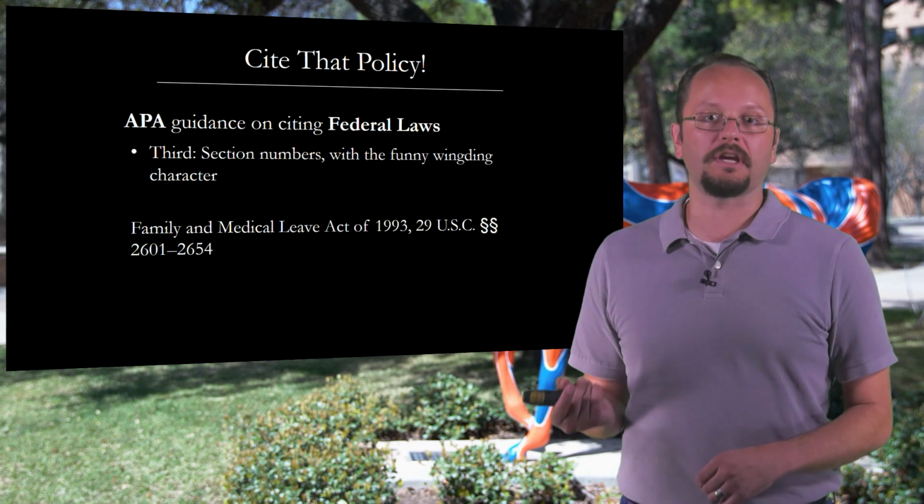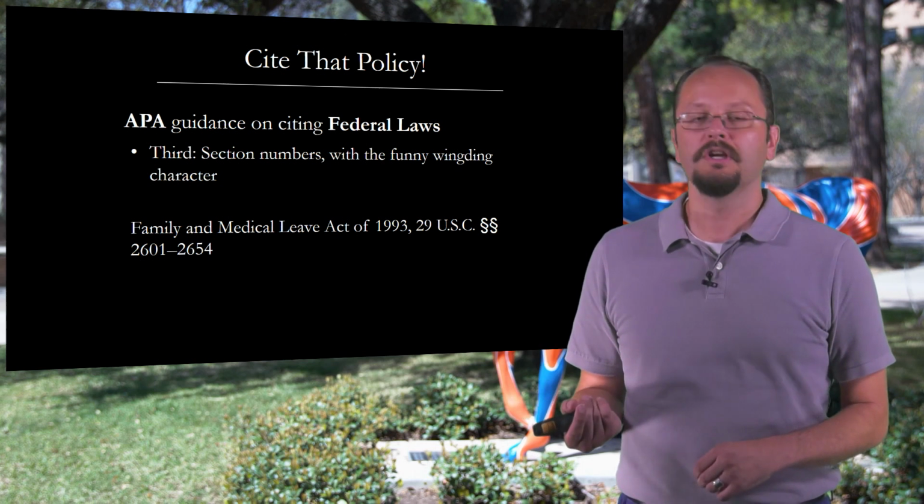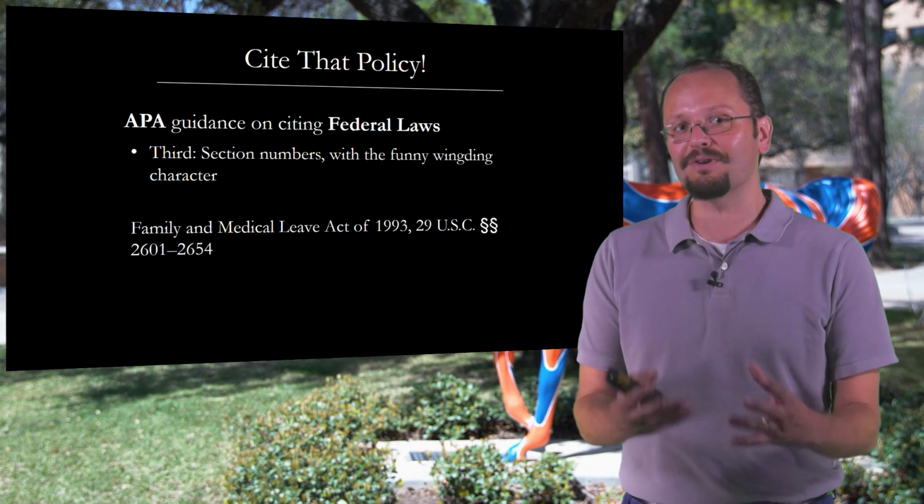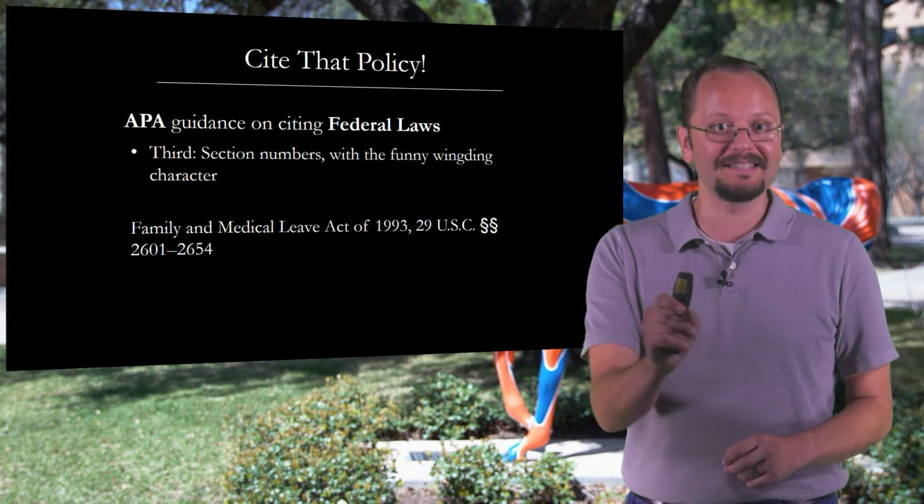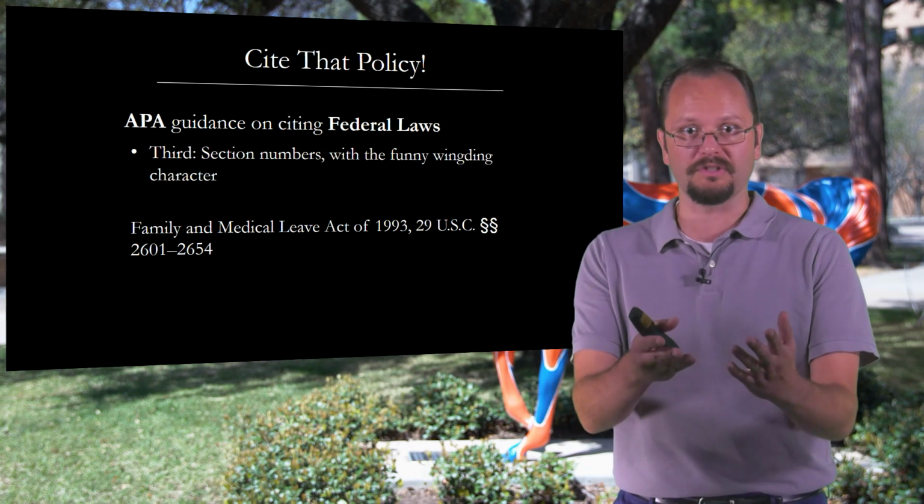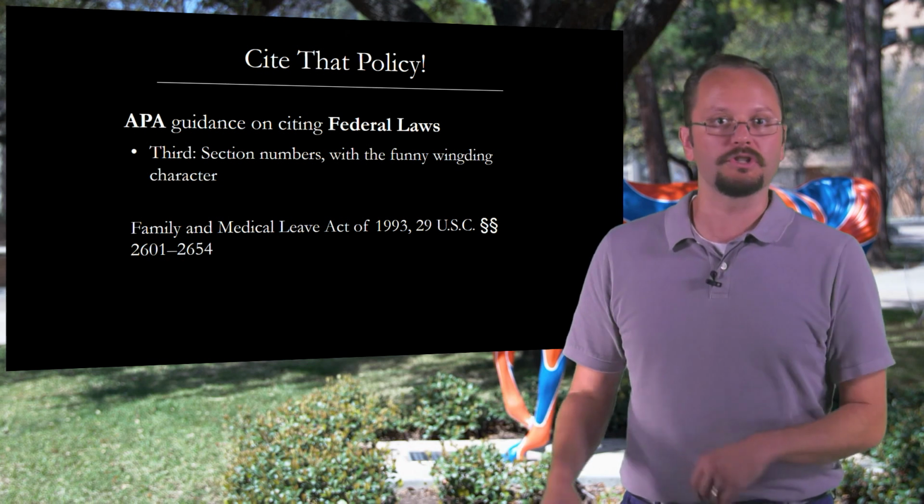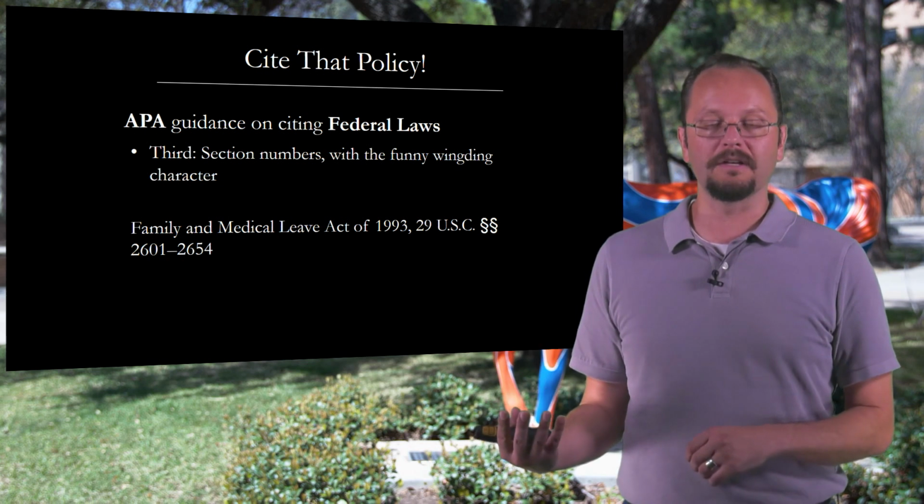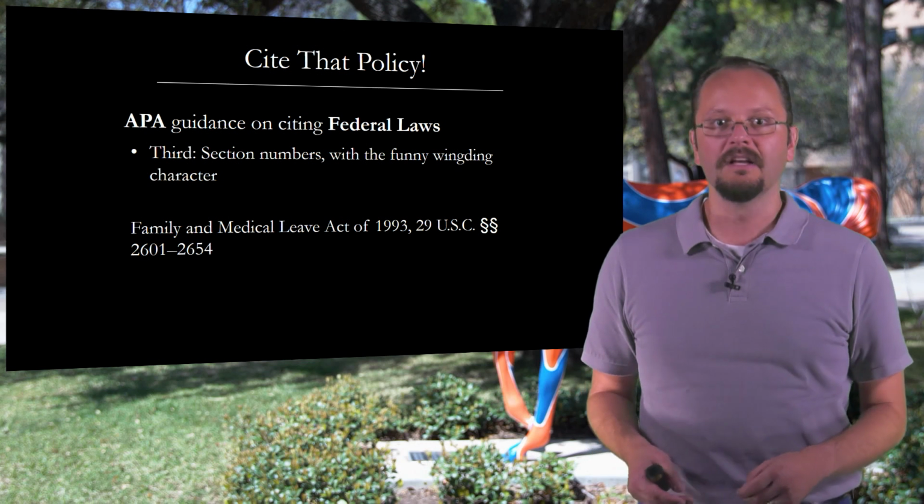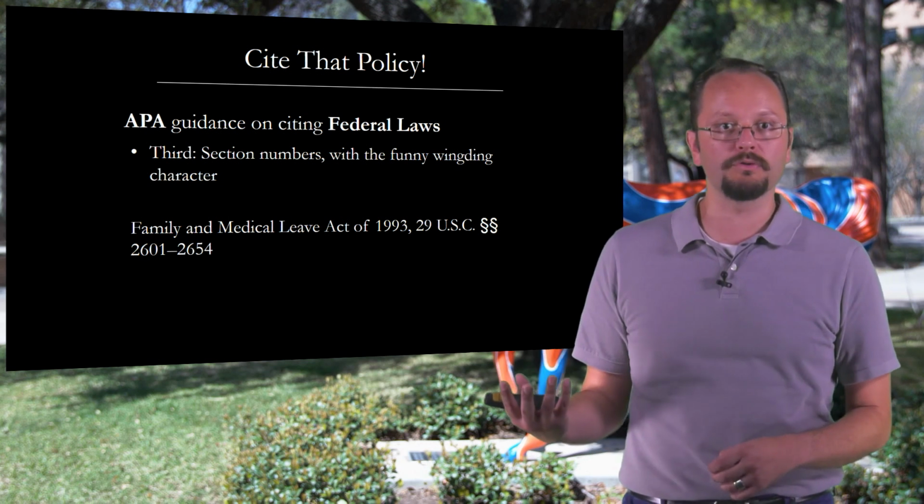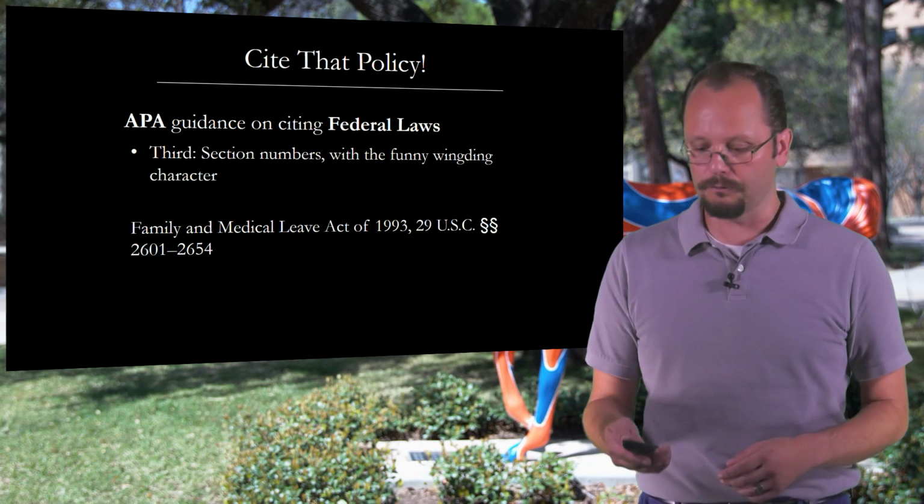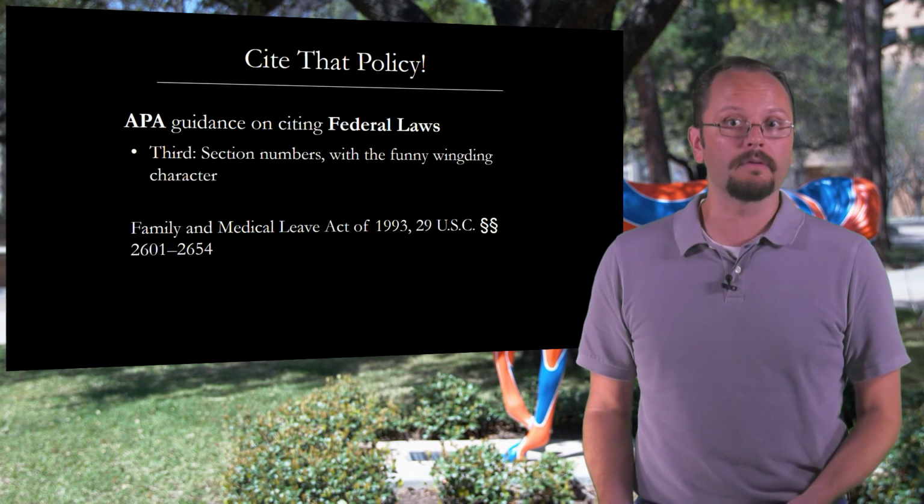In the final version of this presentation that you can download, you can copy and paste these little section number symbols directly from this presentation and paste them into your paper. Just make sure to select text only when you paste them in, and they'll come in looking exactly like that. So I have two section symbols because we have multiple sections, 2601 to 2654. Make sure you include the full range where that law is located.